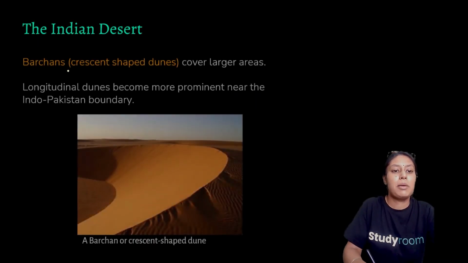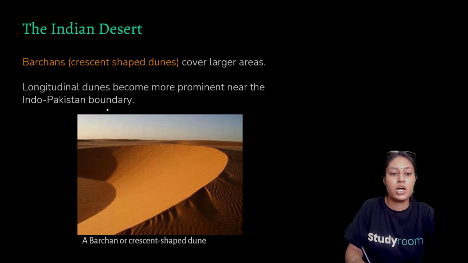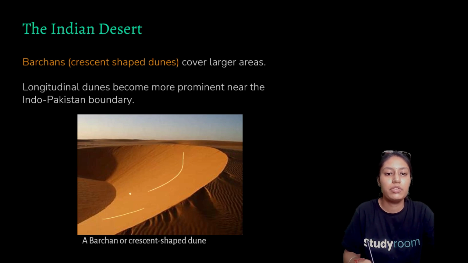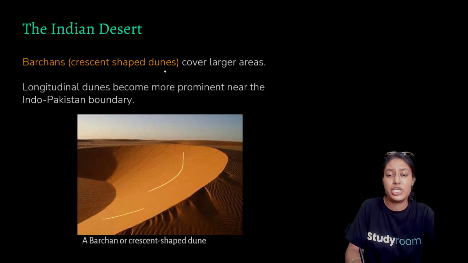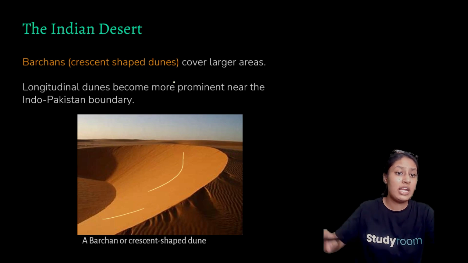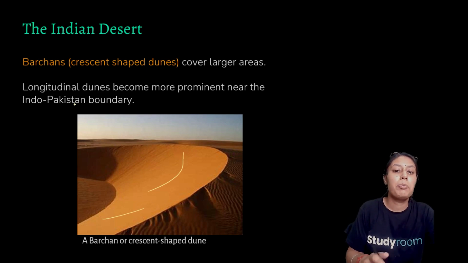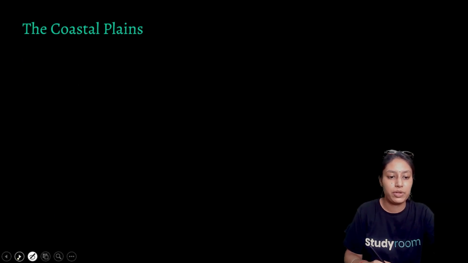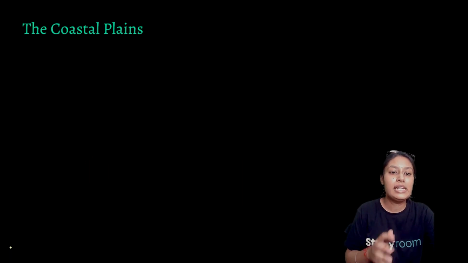Next, about the barchans. Barchans are crescent shaped dunes. As you can see, these crescent shaped dunes are very large in some areas, and these are present near the Indo-Pakistan boundaries. They are prominent at the Indo-Pakistan boundary. So this was about the Indian deserts.